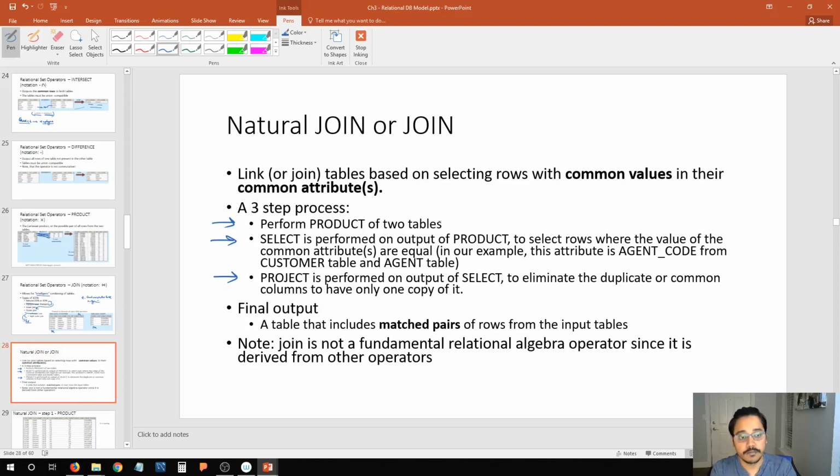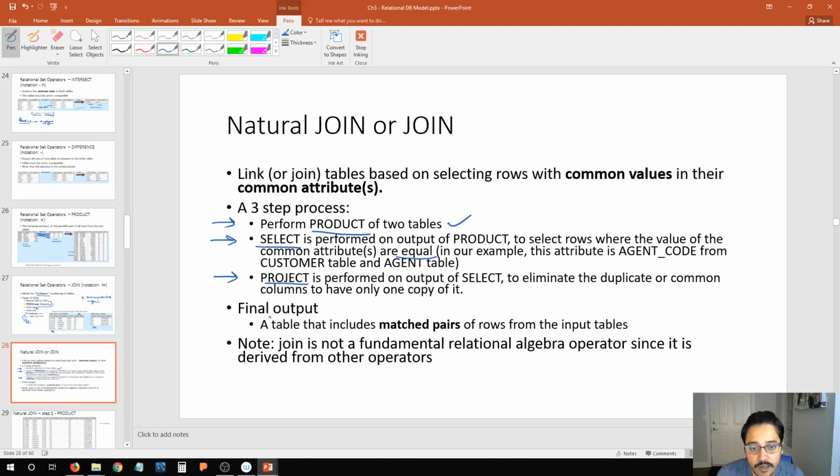So the first step is basically we perform the product of the two tables. And then after that, based on what is known as the join criteria, we perform the select operation. So for now, that join criteria is the equality of the common attributes across the different tables, okay? And then finally, the project operation is performed in order to eliminate the duplicate attribute that is present due to the combination of the two tables, okay?